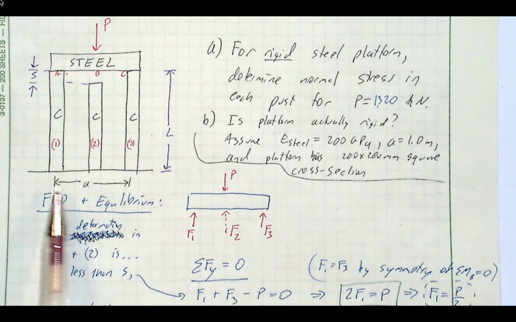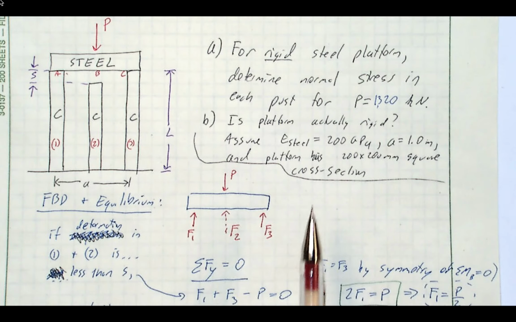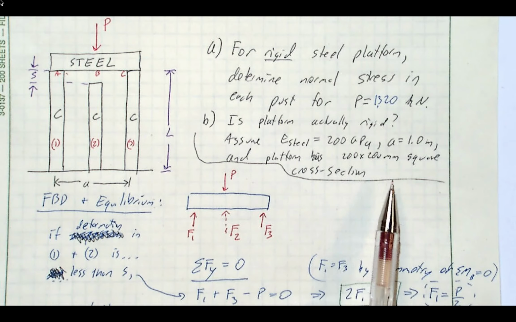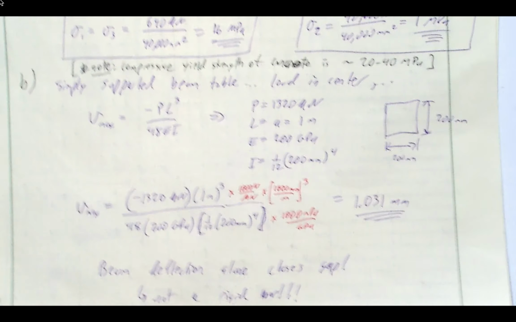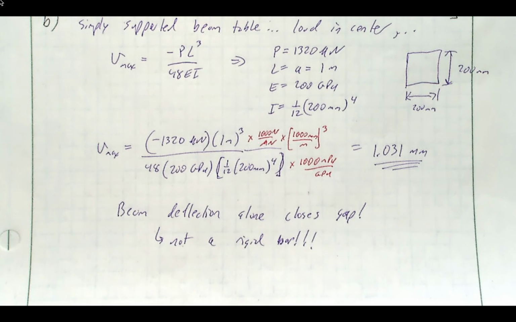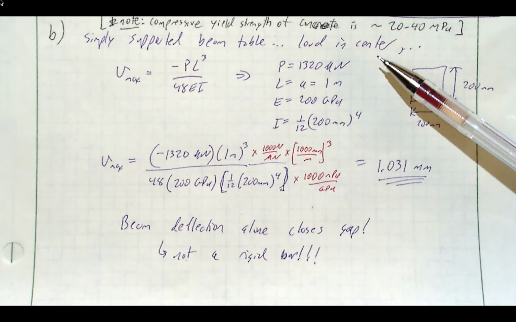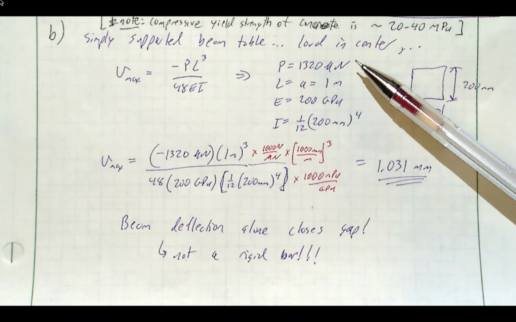The separation between the 2 outer posts is 1 meter, and the platform has the same cross-sectional area as the posts, 200 millimeters by 200 millimeters, a square cross-section. So if that's the case, we go to our simply supported beam table, which I don't have with me right here, so you'll have to look it up yourself in the appendix in your book. We're just going to use a simply supported beam table with the load directly in the center.